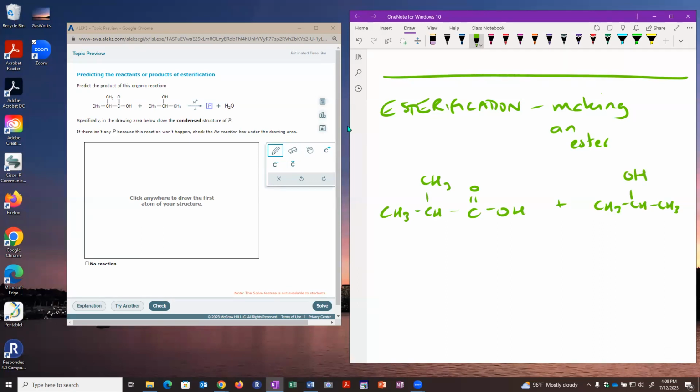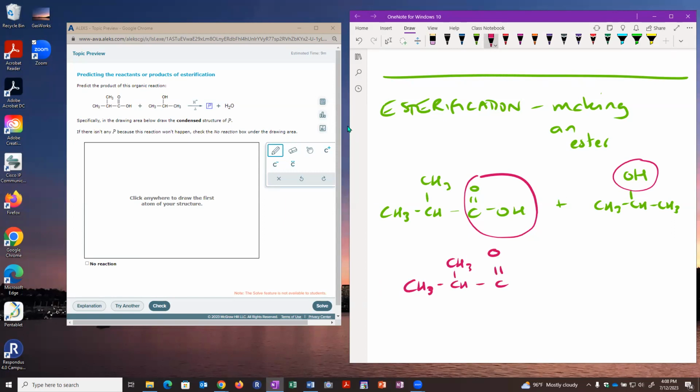What's going to react here are the carboxylic acid part of the acid and the hydroxyl part of the alcohol. So when I draw them out, I can actually draw those parts that are closest to each other. That way it's going to be a little bit easier to see the changes that are occurring.